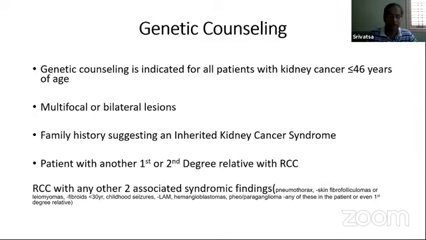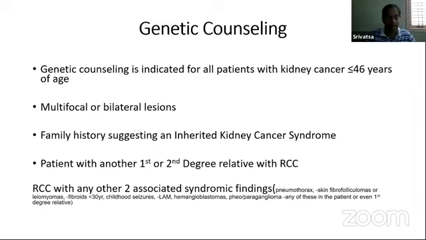Coming to genetic counseling, it is indicated for all patients with kidney cancers who are presenting at less than or equal to 46 years of age. It is also indicated in patients who have multifocal or bilateral lesions, who have family history suggesting an inherited kidney cancer syndrome, or in those patients who have another first or second degree relative with RCC, meaning to say that there is a higher possibility that it could be genetic in nature.